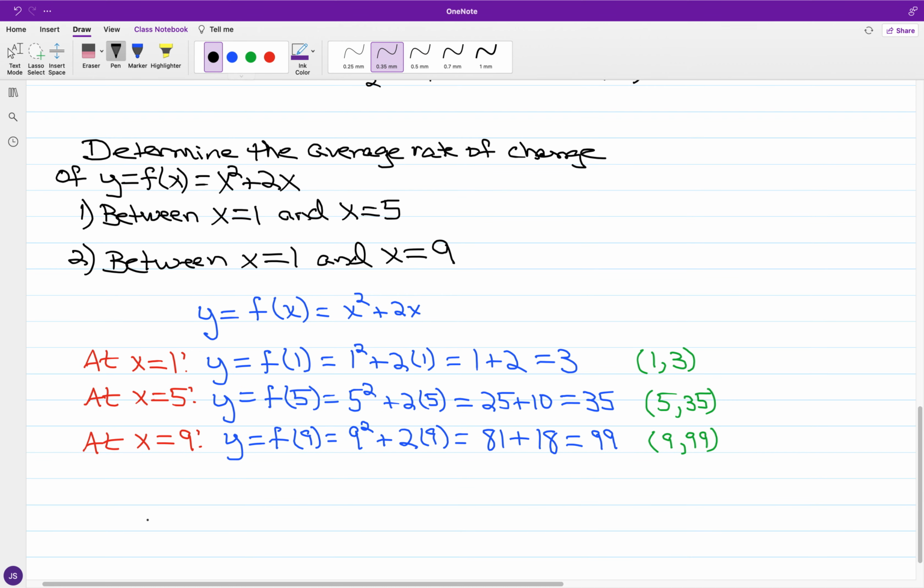Now regarding the average rate of change between x equals 1 and x equals 5, you're just connecting the points 1, 3 and 5, 35.